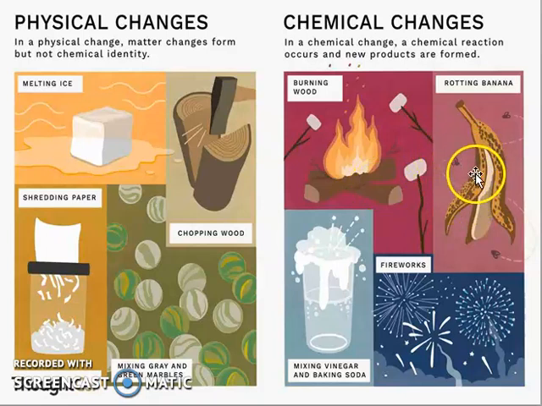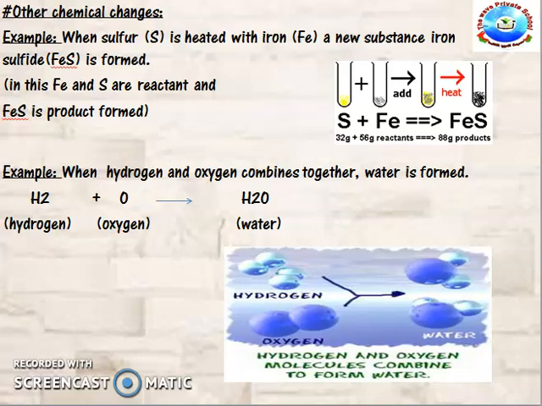Similarly with the rotten banana, when you don't eat it and keep it for a long time, many days, then it starts getting rotten. That is chemically changed. It changes into a new product. Other examples are fireworks and mixing vinegar and baking soda. So clear with this point students, physical changes and chemical changes. Let us proceed to next.